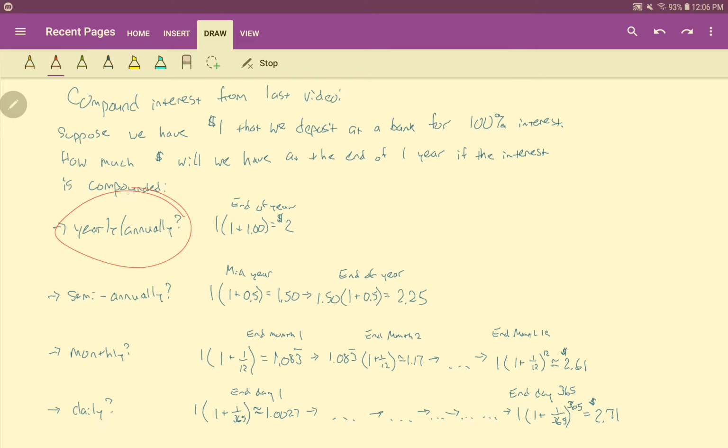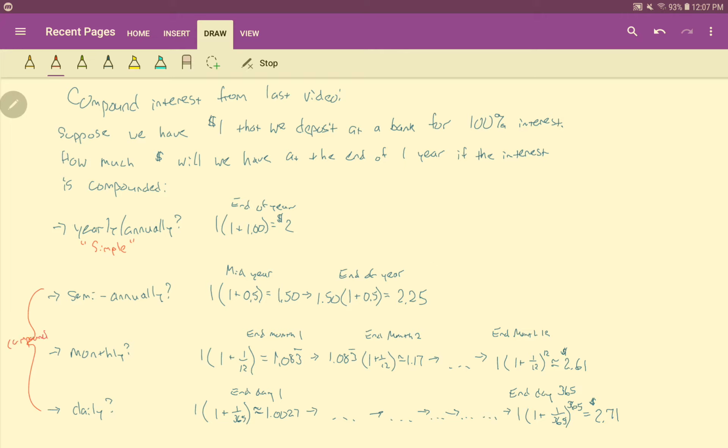So again, with the yearly or annually one, that's the simple interest formula that we talked about, where we just take our initial amount, multiply by 1 plus r, our interest rate as a decimal, which is 1, and we get $2 at the end of the year. This one was technically simple, because it was compounded just once in the year. But all these other ones are compound, because we're doing it more than once, so we're growing interest on the interest.